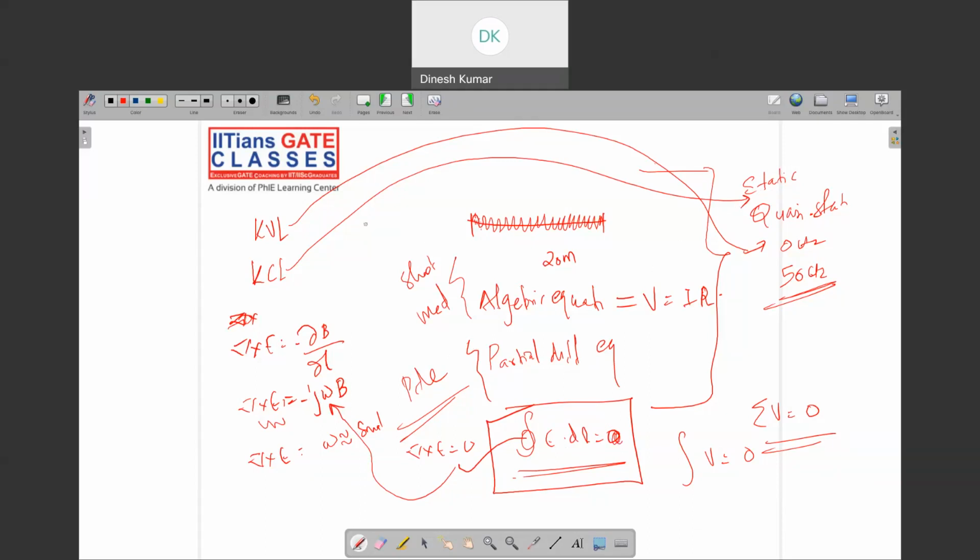Similarly for KCL, if you check, del dot J equals minus dou rho v by dou t, right? This is basically the continuity equation. So del dot J equals minus j omega rho v, and that is 0 only when omega is very, very small, right? That means the surface integral of J dot dS is equal to 0, that is, sigma I is 0. This is basically KCL. So KVL and KCL are valid only for very small frequencies, not for very large frequencies. So you should remember these things.